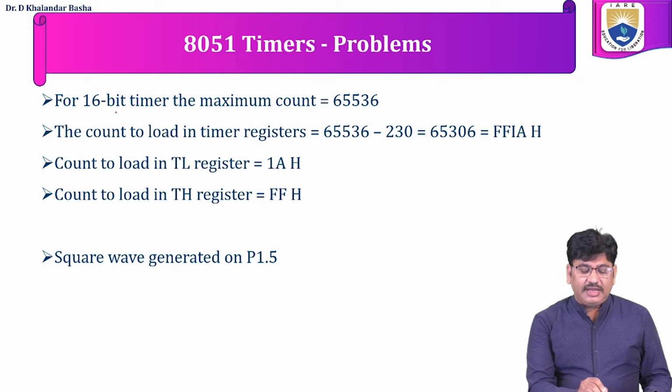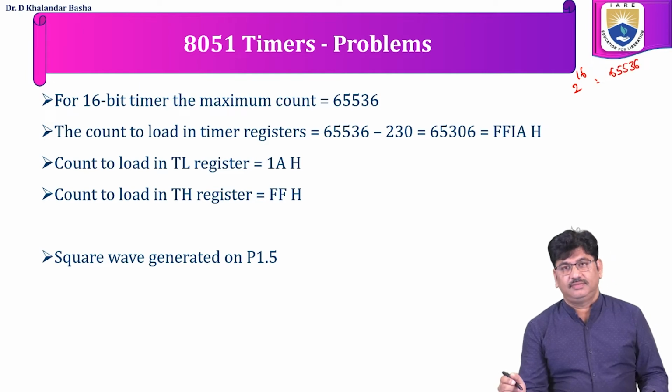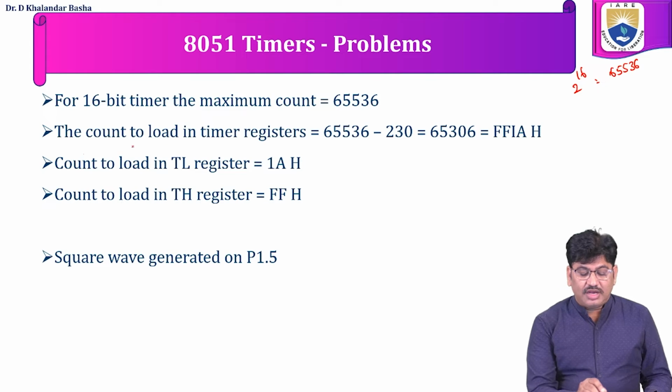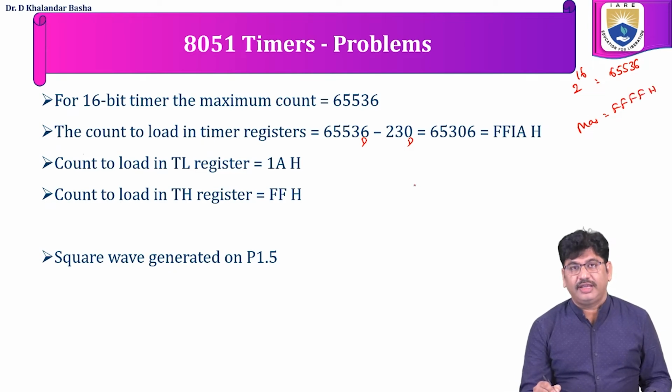Now here we will take the timer in mode 1, which is a 16-bit timer. The maximum count is 2 power 16, which will give us 65536. The count to be loaded in the registers is the maximum count, that is 65536 minus 230. These are in decimal. In hexadecimal, the maximum count is equivalent to FFFFH. The decimal equivalent we are taking.